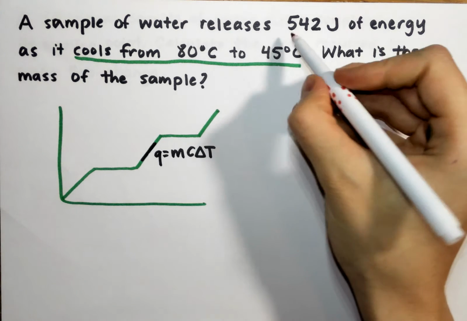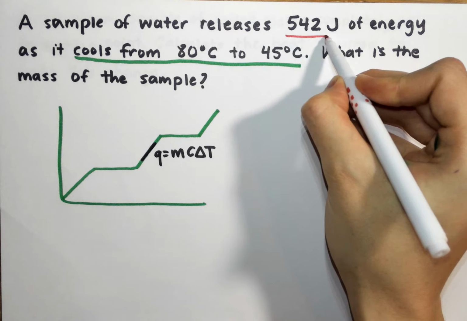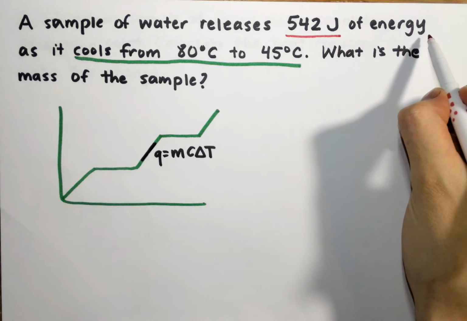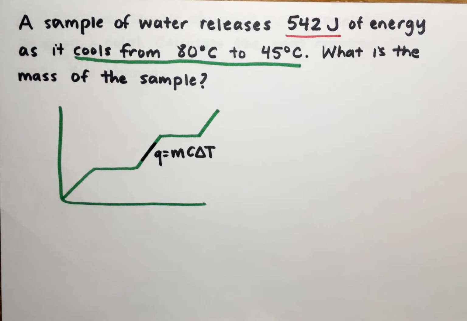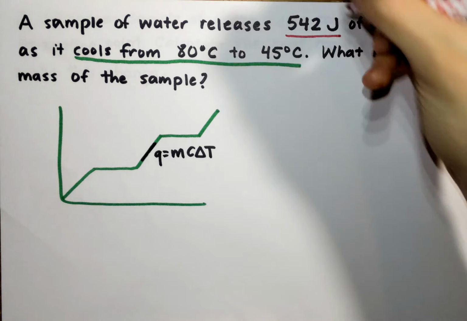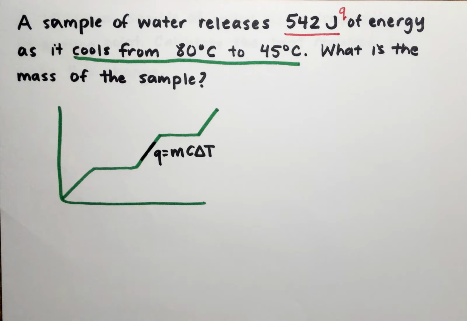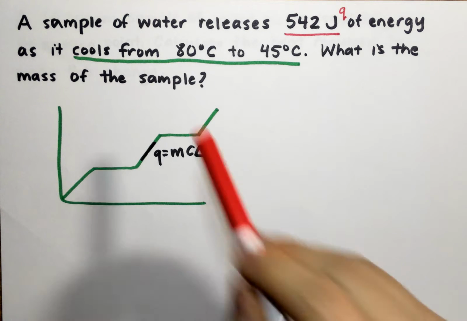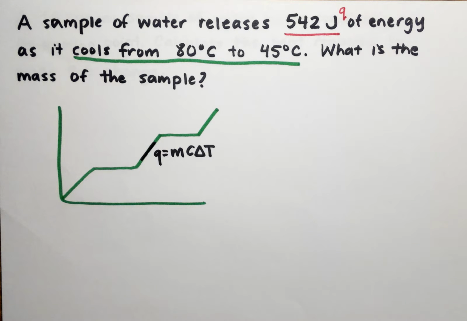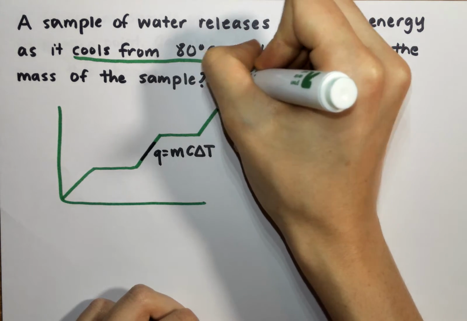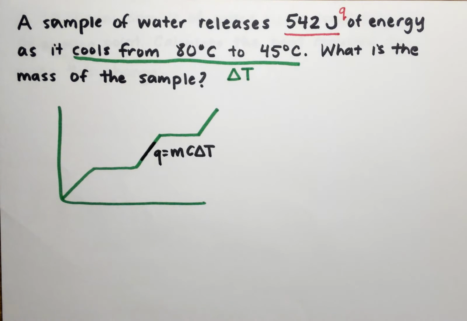So I see some important numbers here, 542 joules of energy. Remembering heat and temperature stuff, joules is a measurement of energy, and heat, or Q, is what we're going to use to represent that type of measurement. When we have degrees Celsius, we know we're working with temperatures, and our temperature is decreasing. So that 80 degrees to 45 degrees represents a change in temperature.